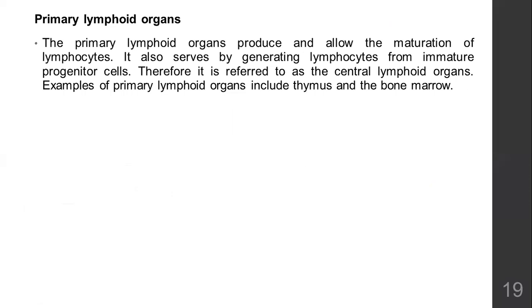So we can divide the lymphatic system into three tiers: primary, secondary, tertiary. The primary tier is where the lymphocytes are produced and allowed to mature before they are released into the bloodstream. The organs are the thymus and bone marrow, and the spleen. They are the organs where lymphocytes are produced.